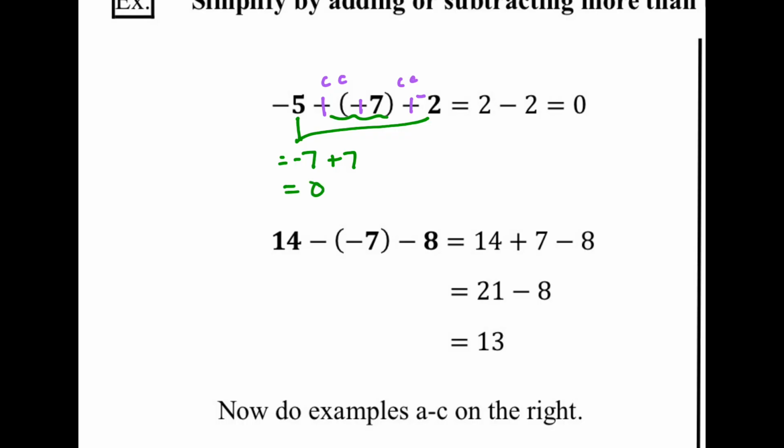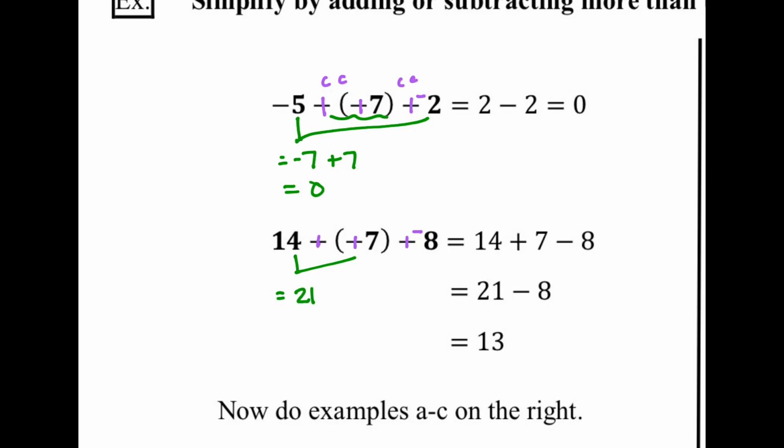Okay, second one. Going across, we have 14. It stays. I have a subtract, so I need to change both of these. So change. 7 stays. And I have another subtract, so I have to add the opposite. Now they're all add, and I'm going to do the two positive ones is 21.